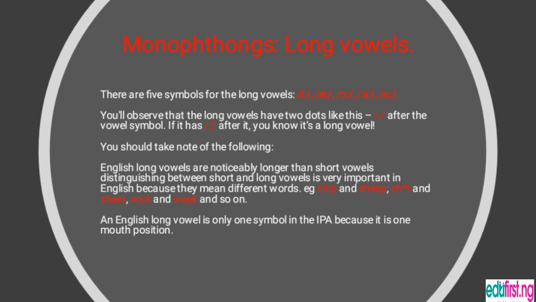English long vowels are noticeably longer than the short vowels. Distinguishing between short and long vowels is very important in English because they mean different words. For example, sheep and ship, week and wick, and so on. An English long vowel is only one symbol in IPA because it is one mouth position. That means the structure of the mouth when they are being produced is a single structure. It is definite. There is no transition between the movement of your mouth while you produce the sound.